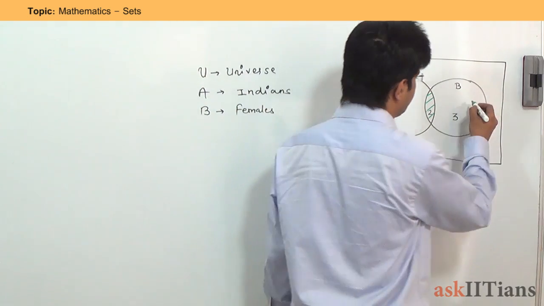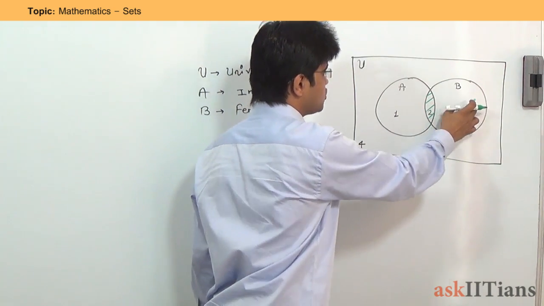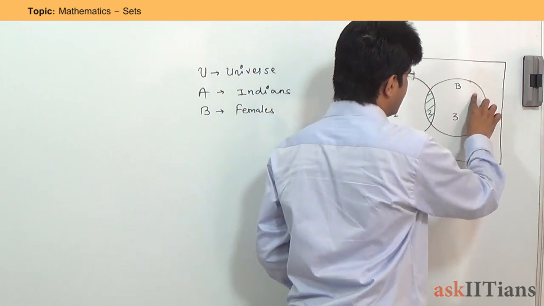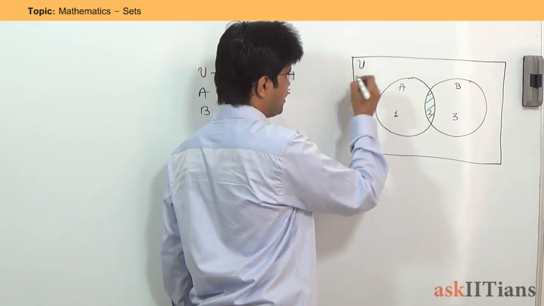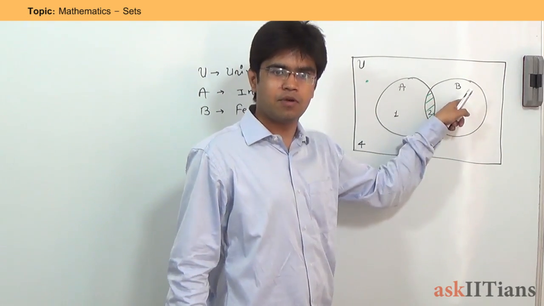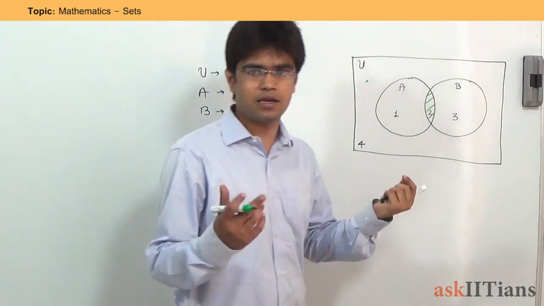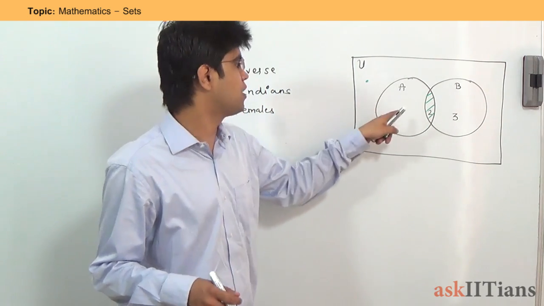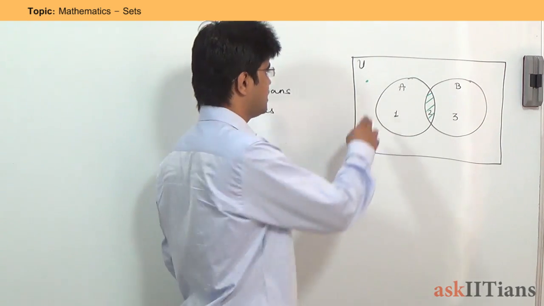Suppose there is a female who is living in Pakistan, let's say. So that female is in this set. She is not in this set because this set is a set of Indians. If I say that there is a boy who is living in Saudi Arabia, he will lie somewhere here. He cannot be in set B, because those are the set of females. At the same time, he cannot be in set A either, because set A is the set of Indians. So this boy living in Saudi Arabia is not a part of set A, and he is not a part of set B.